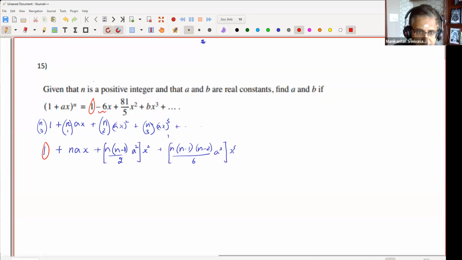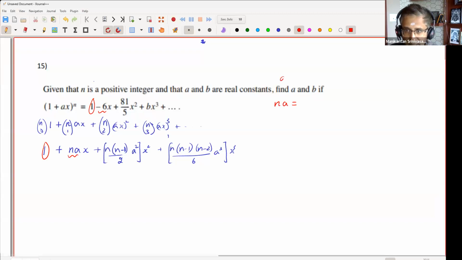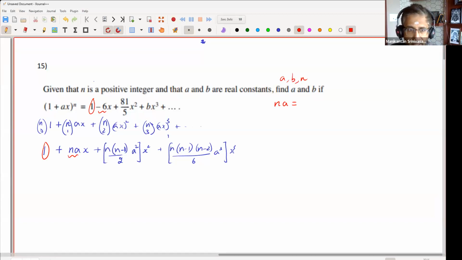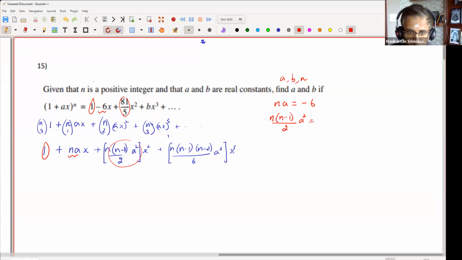Okay, now minus 6 should match the na. So let's write it out. There are 3 variables here. There is n, there is a, and there is also b. So na is minus 6. That's the first one. And now 81 by 5 should match this guy. So n into n minus 1 by 2 times a squared should match my 81 by 5.